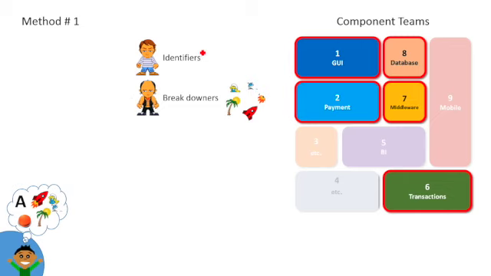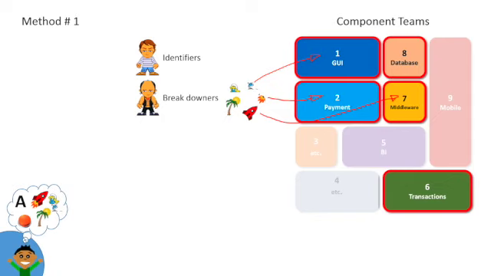So for example, this bit here might make complete sense to the GUI team, and the GUI team can take this part of the requirements and actually go ahead and build it. And we can take this part and give it to the payment team, and that part and give it to the middleware team, and so on. I think you get my point.